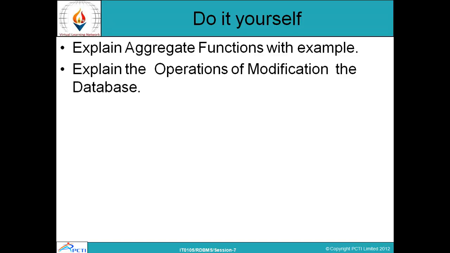This is the exercise that you can try by yourself. Explain the aggregate function with example. And the next is, explain the operation of modification of the database.